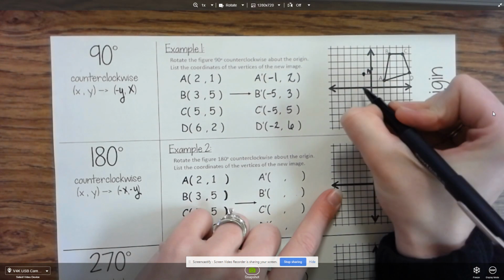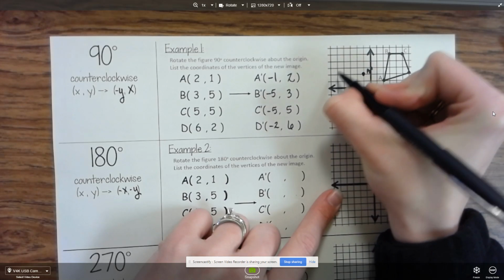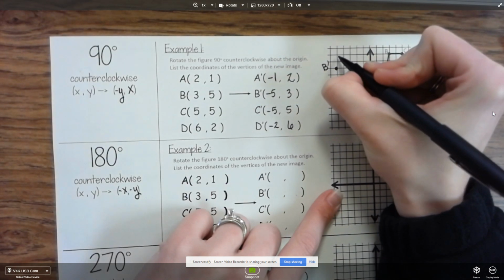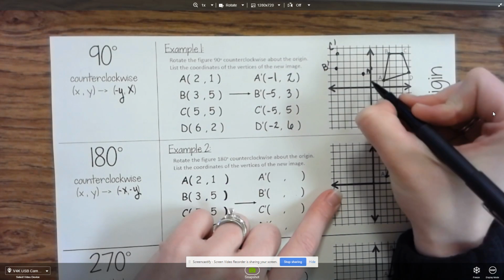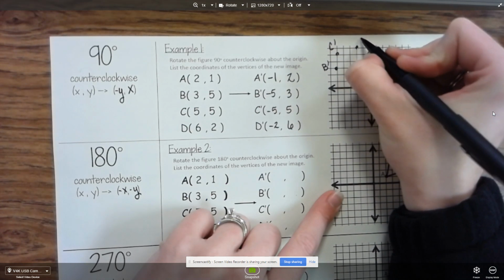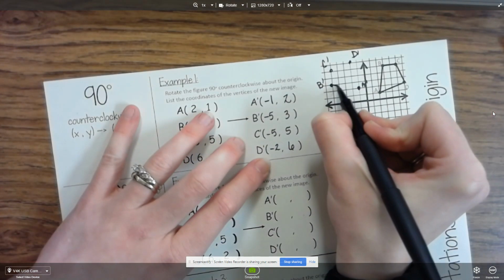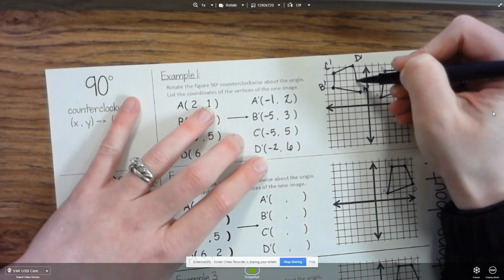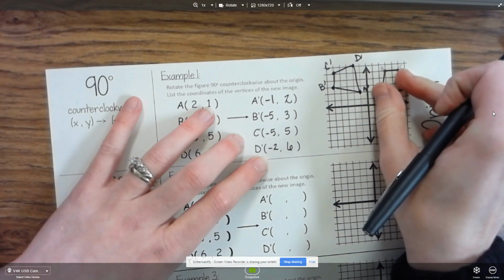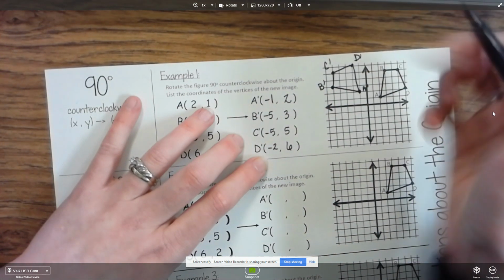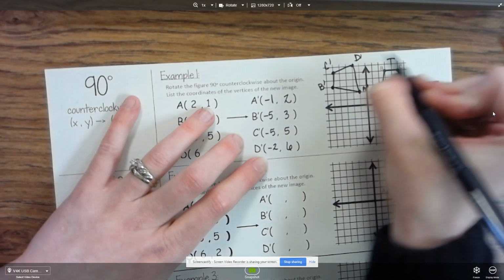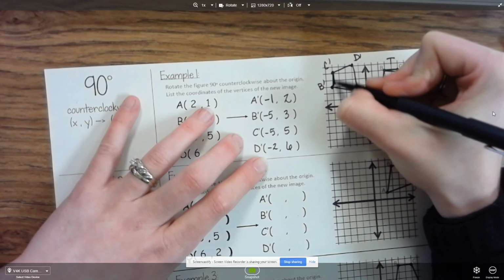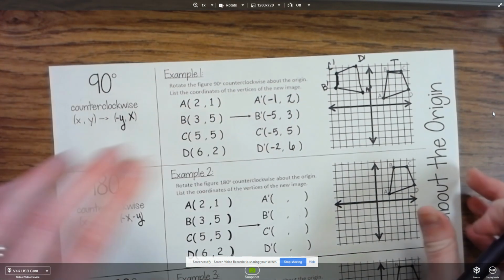So that's A prime. That's B prime. C prime. And then that's D prime. And so when you connect the dots here, you can see that I've taken this shape and I've turned it this way. So this was the top. And so this piece here, B to C, is this piece here now. This is what the top used to be.